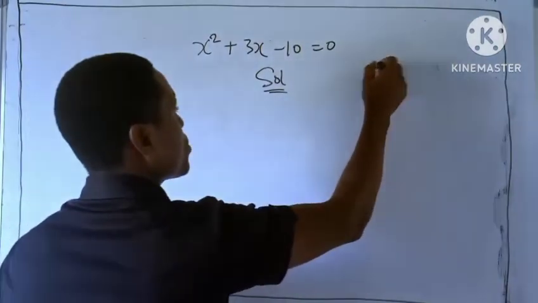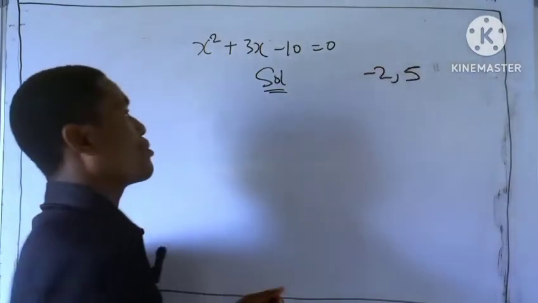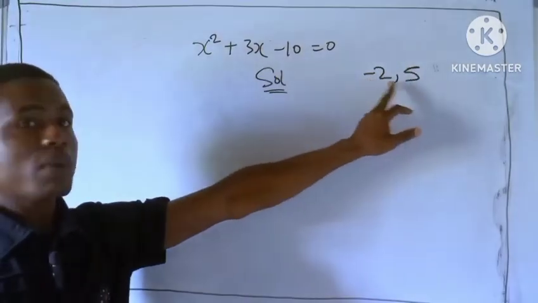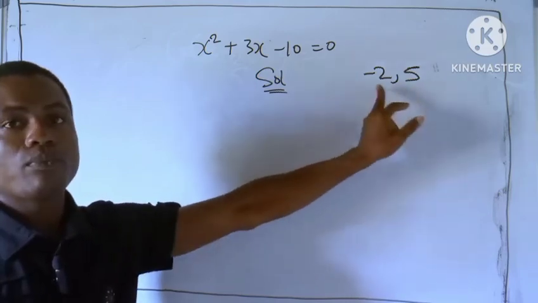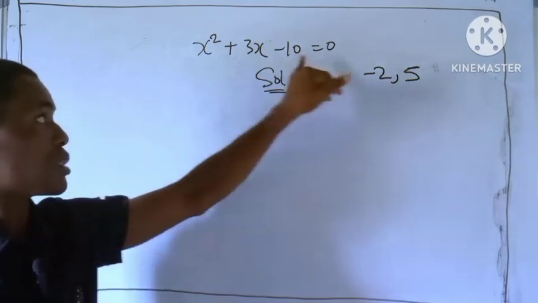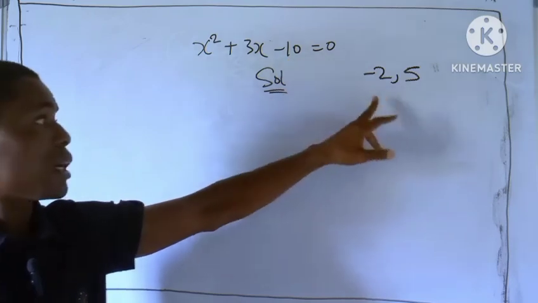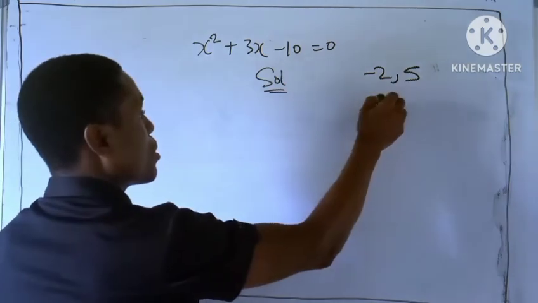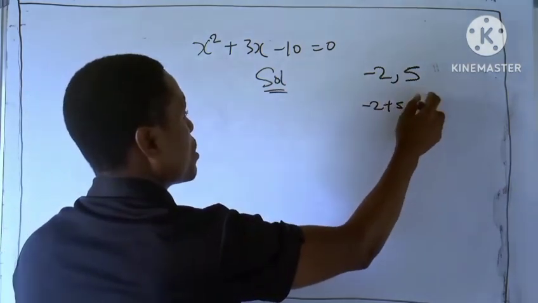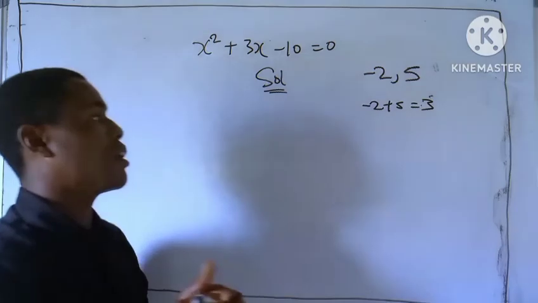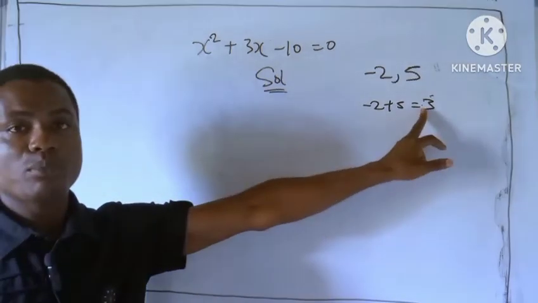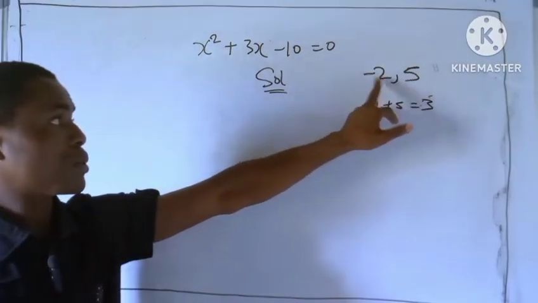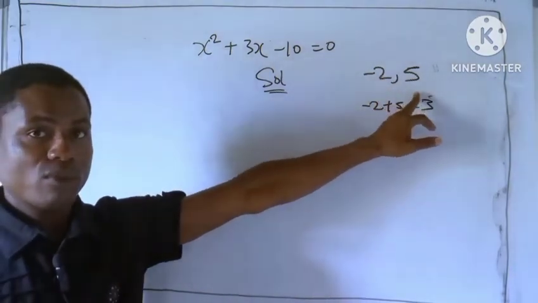So what are those two numbers? The two numbers are minus 2 and plus 5. Are you getting it? Because if you multiply these two numbers, minus 2 times 5 is what? Minus 10, right? At the same time, if you add up these two numbers, minus 2 plus 5 will give you plus 3. Are you getting it? So the correct two numbers are what? Minus 2 and plus 5, okay?